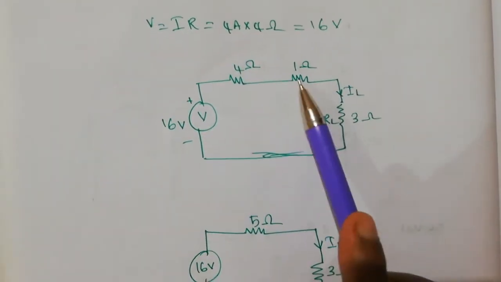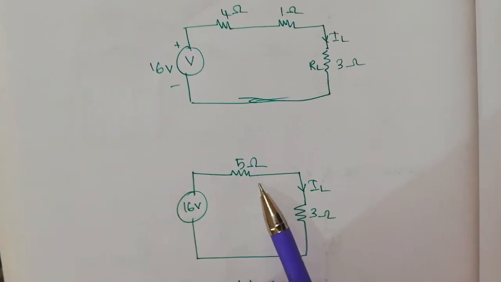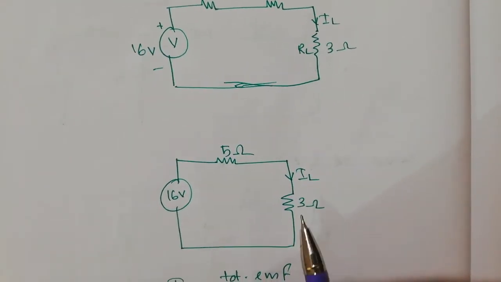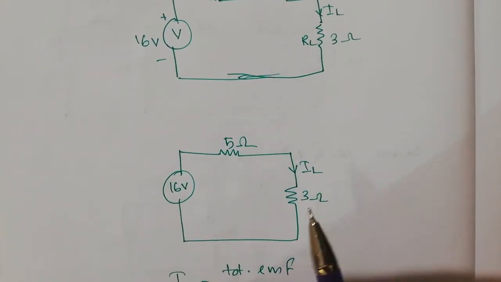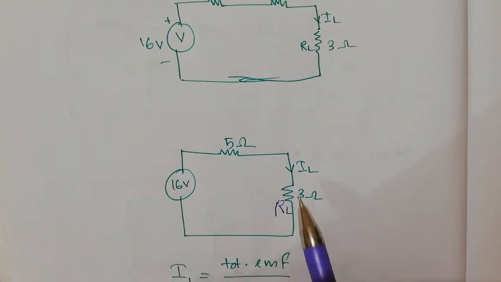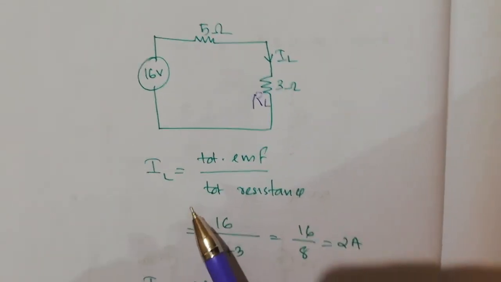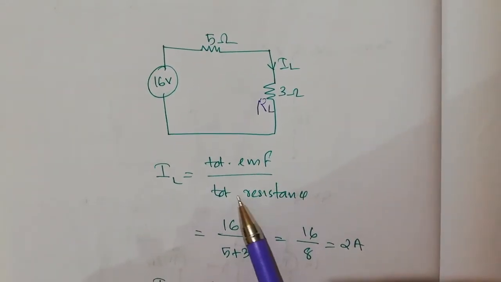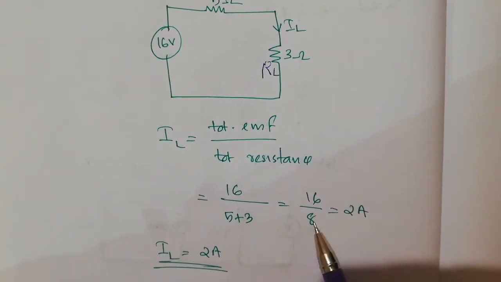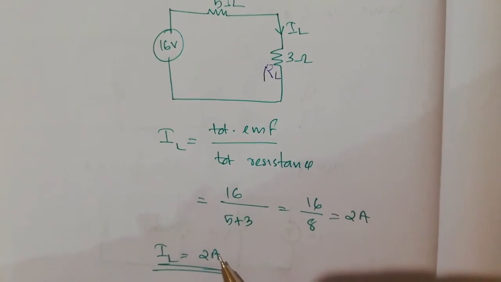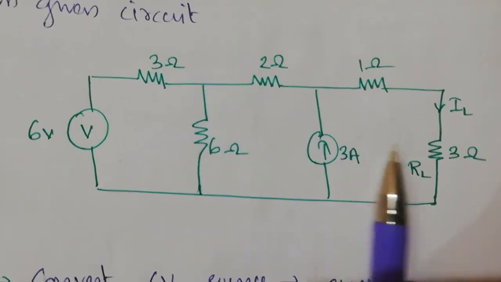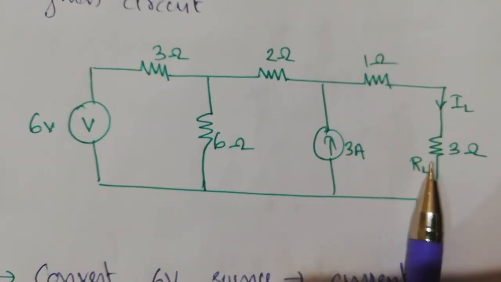Now we can simply add these two series resistances to get 5 ohm. Now the circuit is shortened like this, and we can easily find the load current passing through the load resistance RL. According to Ohm's law, IL is equal to total EMF by total resistance, 16 by 5 plus 3, which is equal to 2 ampere. So we have found the load current passing through this circuit as 2 ampere.